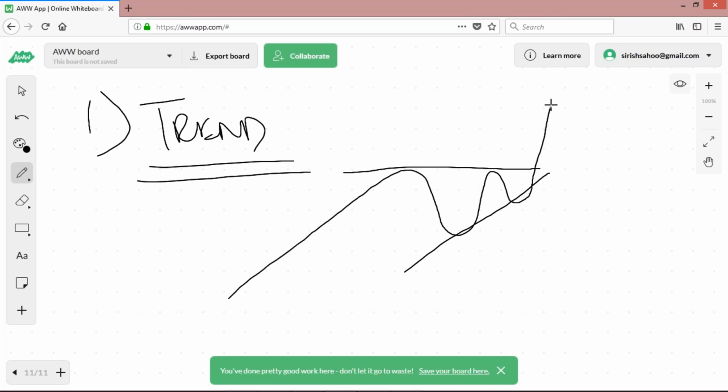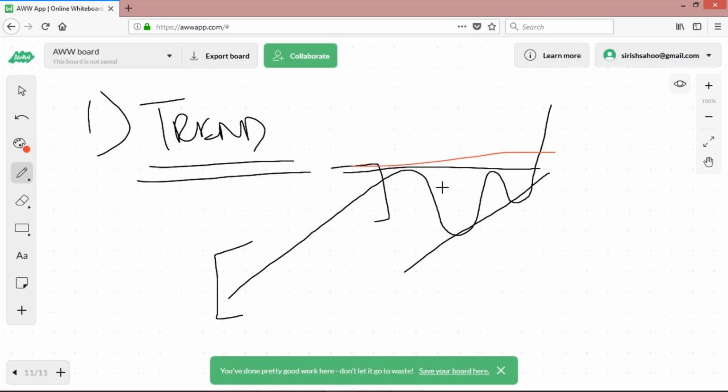So there should be a previous trend in case of an ascending triangle, as it's a bullish continuation pattern. So a bullish trend is required before this. This part should be a bullish trend. Now let's discuss the top horizontal line.